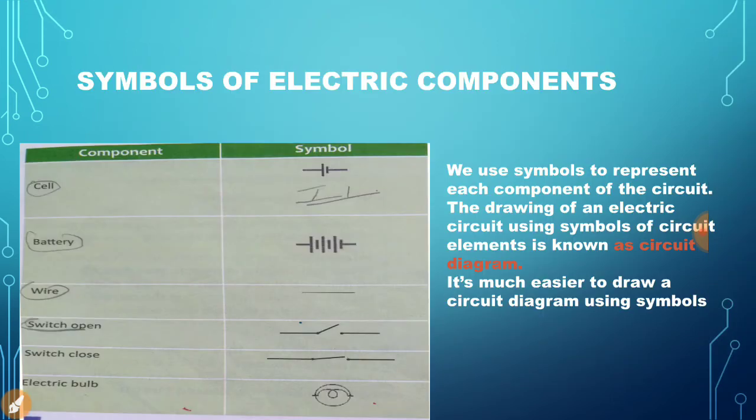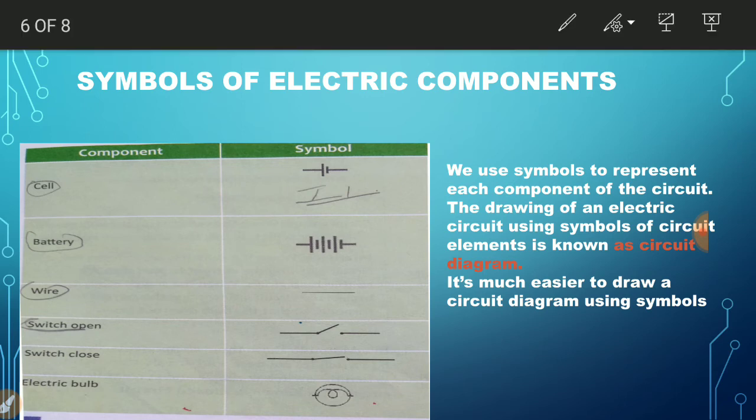Now, what are the symbols of electrical components? Look, in the last circuit diagram, we have to draw the battery, we have to draw the bulb, but it is too difficult. So, to represent them in the circuit diagram, we use electrical symbols. There are some symbols which we use in our circuit diagram.